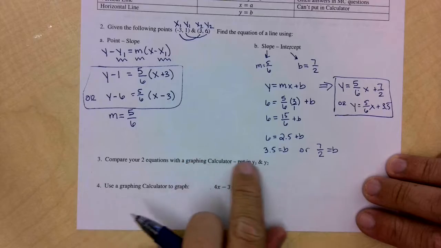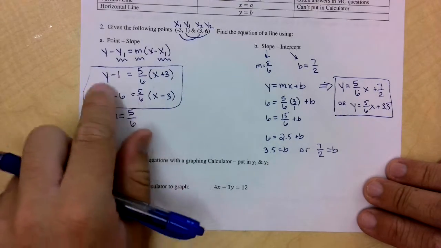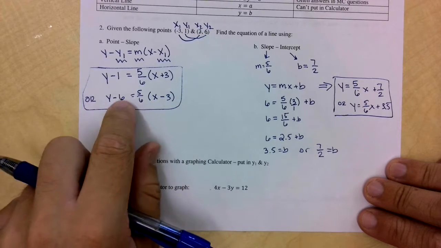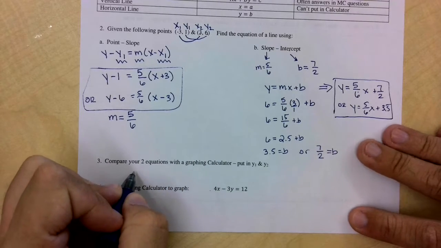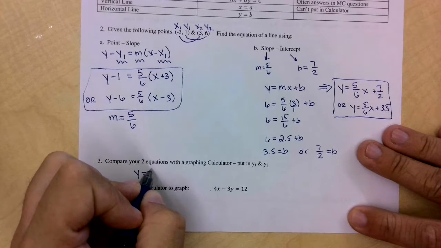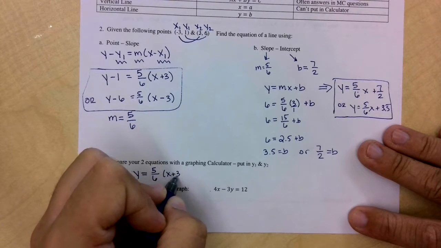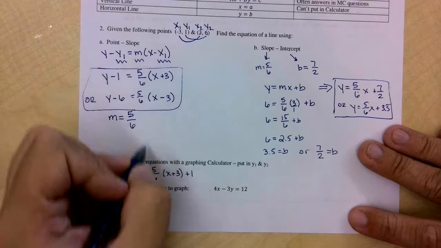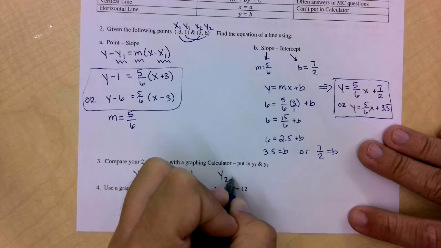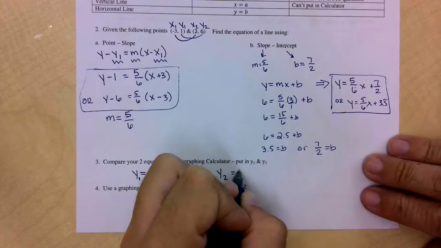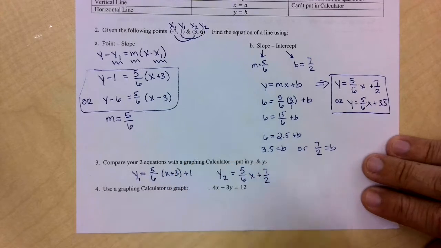So we're going to actually put this in the calculator, but I can't put this in the calculator yet. It's not solved for y. So what you're going to have to do to put that in the calculator is bump one of them over. So we're going to put y equals 5/6 times x plus 3 plus 1 from that side into y1. And in y2, our second equation, we'll put this in, 5 over 6x plus 7 over 2.